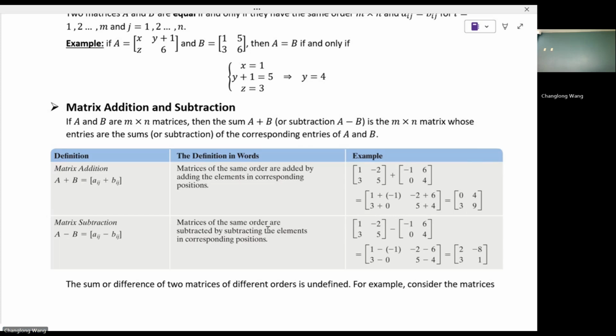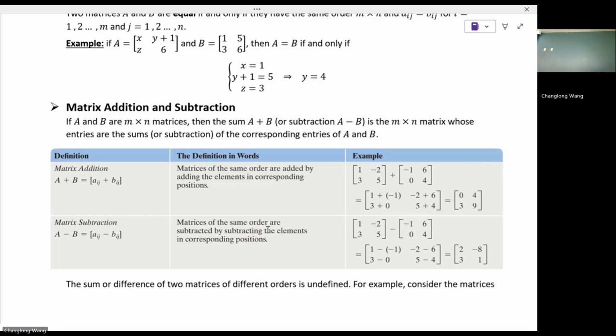Now you tell me, A sub what? What are the indices? A sub first row, second column. So A sub 1, 2, right? A sub 1, 2 added to B sub 1, 2, right? And so forth. You add up the corresponding elements, or if you want, subtract the corresponding elements, but be careful with the sign change, right?